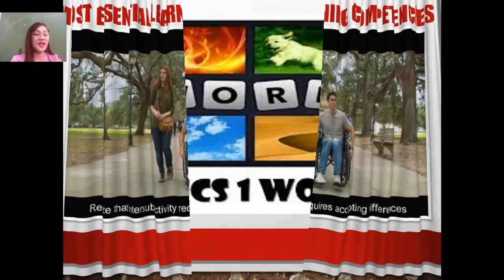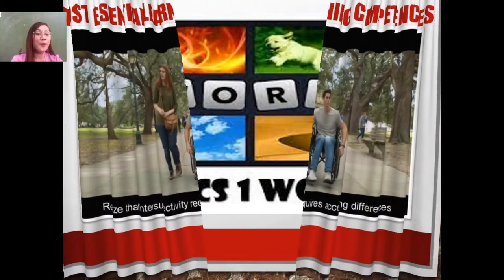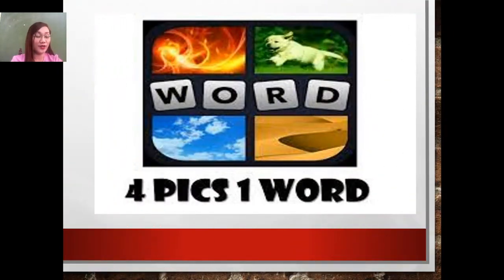Okay, before we begin our lesson, let's play a game. And this game is called 4 Pigs, 1 Word. Are you familiar with this game? Okay, so the mechanics of the game are so simple. Each level displays 4 pictures linked by 1 word. All you must do is to guess or work out what the word is from the set of letters given below the pictures. Are you ready with the game? Okay, then let's start the game.